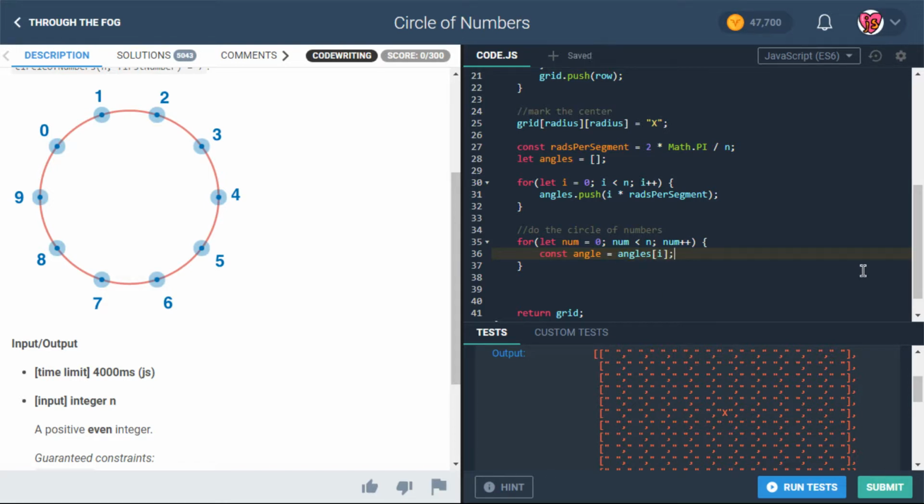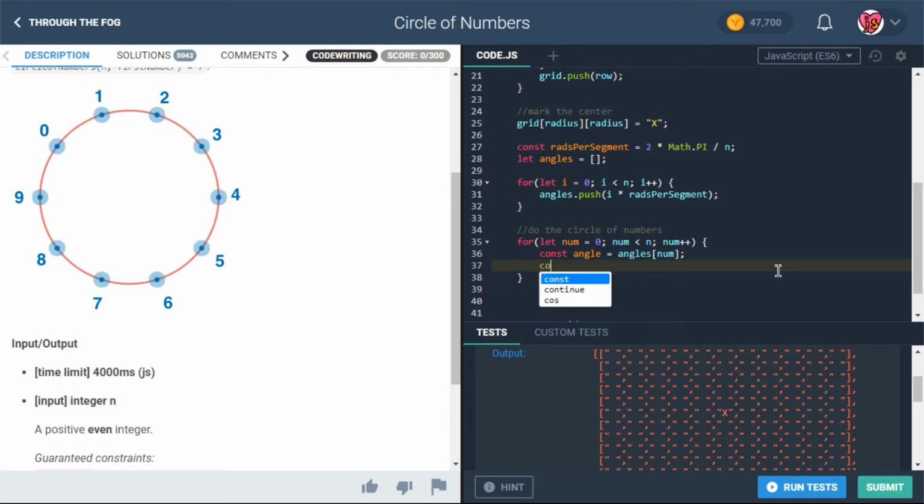For a minute there, I was wondering, could we do this with just for let angle of angles or something like that? But there's a reason I don't want to do that. It's because I do want to use the index, and in fact, it's not even i, it's called num, and I want to use it down here.